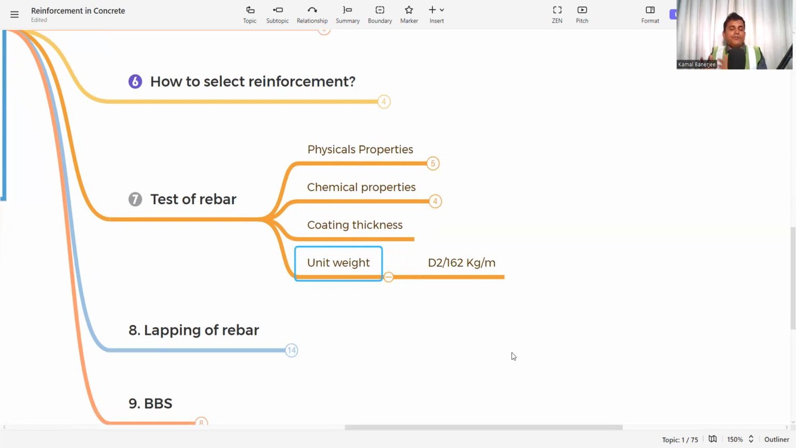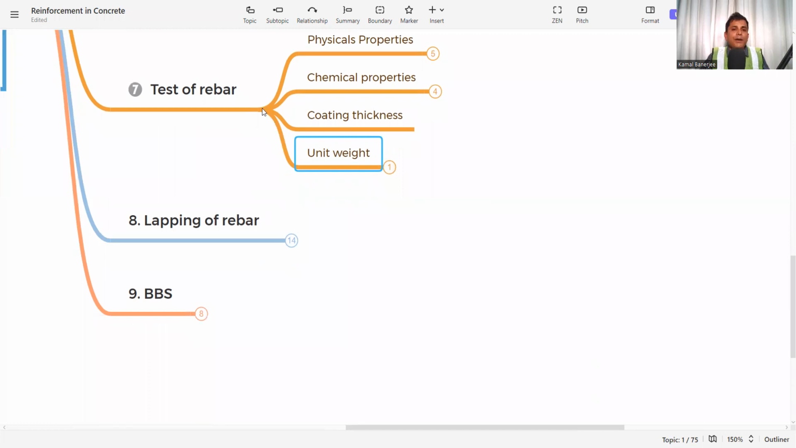Accordingly, you can accept it or not, because there is a tolerance in the code, and if the unit weight is within this permissible limit, we can accept it. So the physical properties, chemical properties, coating thickness if CRS steel is used, and the unit weight, you need to check before placing into the concrete. This has to be checked either from the MTC or a third party. When both match the relevant IS code, then it can be allowed for placing in the concrete.